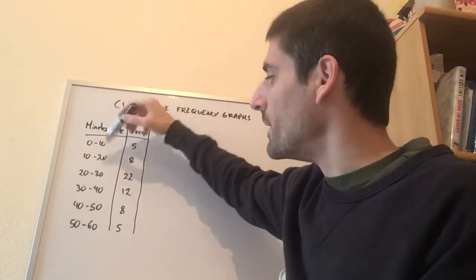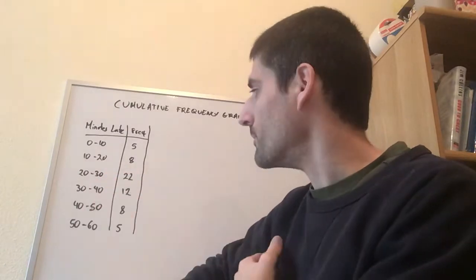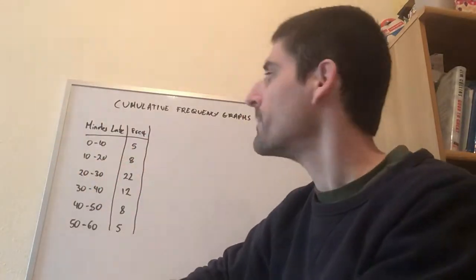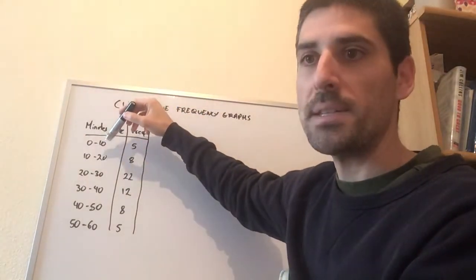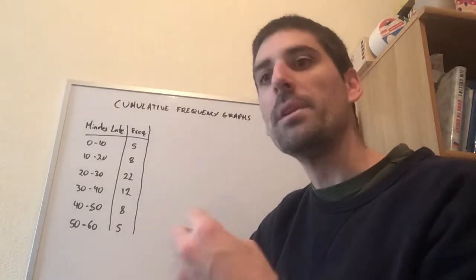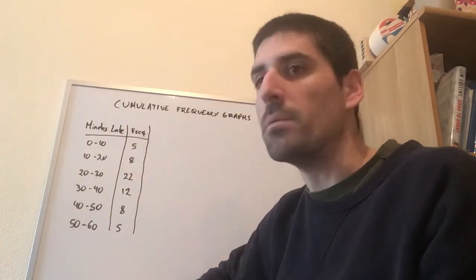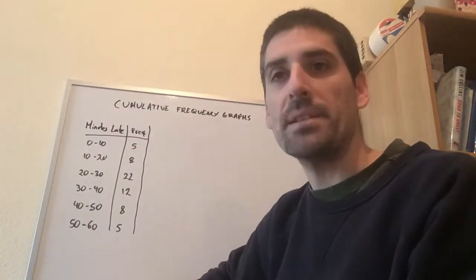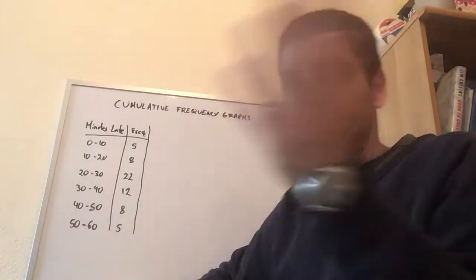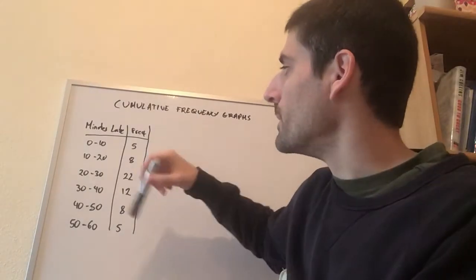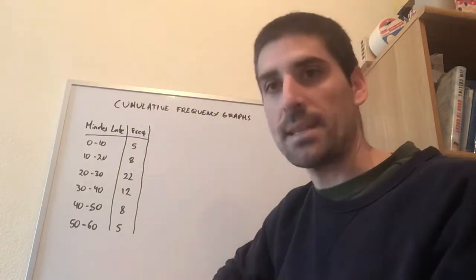Here I've got the amount of people that were late, I don't know, to work or whatever. So the way to read the table is that there were 5 people that were 0 to 10 minutes late. Now remember, do we know exactly how many minutes late these 5 people were? No. All we know is that they were between 0 and 10 minutes late. So maybe all of them arrived on time, maybe all of them were 5 minutes late, or a mixture of that. 8 people were 10 to 20 minutes late, 22 people were 20 to 30 minutes late, etc, etc, etc.